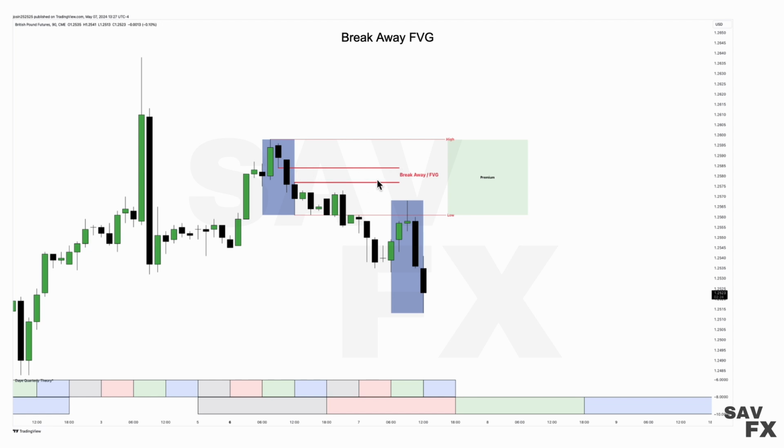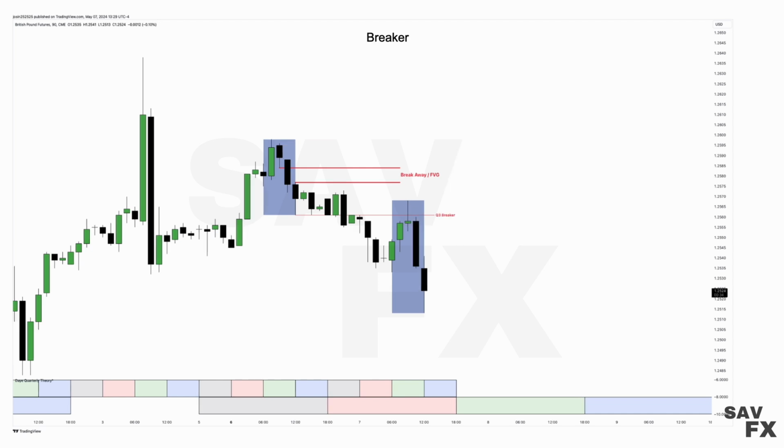And a little way in which you identify potential breakaway fair value gaps is when price draws to the liquidity, the low of this dealing range right here. It draws to the low, like this, and then it closes below. Most often than not, you see a candle close above and then close below. The minute it closes below, that range becomes a breaker. The low becomes a breaker. In other words, it becomes inversed liquidity, right? Sell side supporting lower prices. Price goes back higher to sweep sell side.